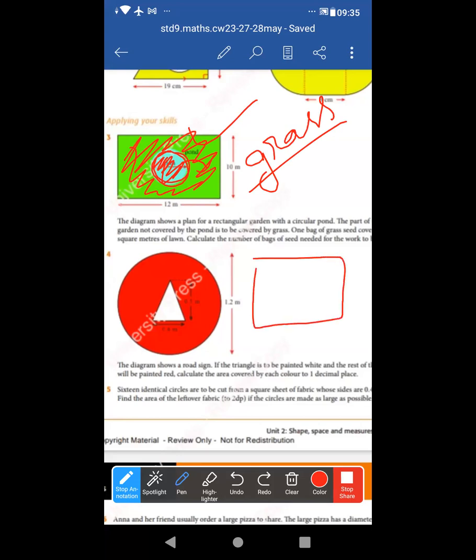Suppose this one is a rectangular garden. One pond is inside there. We have to cover the garden by the grass. Definitely, we'll leave this pond. Here we are not going to plant the trees. Here we'll put the grass. So, just find out the area of the remaining part where we plant the grass. This one is the first question.